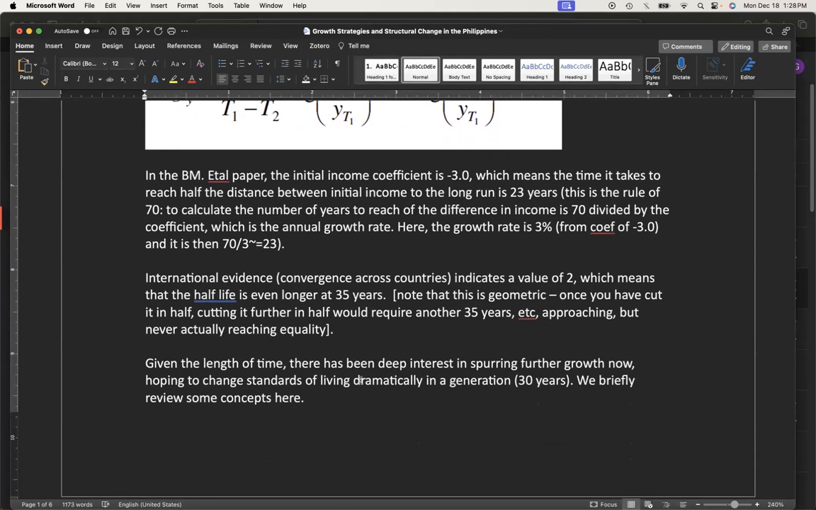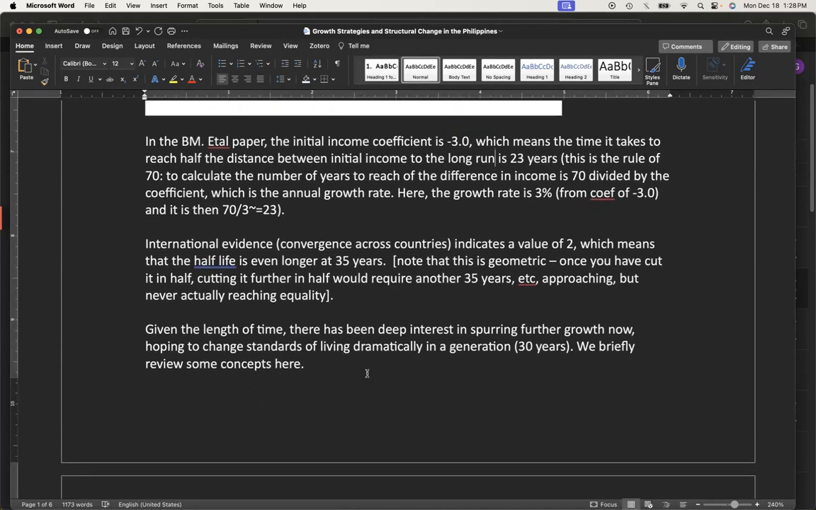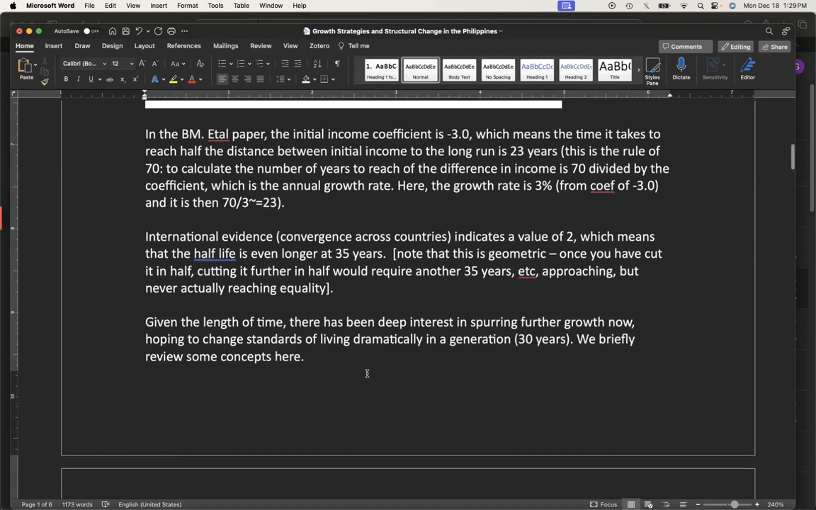Okay, so given this length of time, there's been deep interest in increasing growth, spurring even further growth, of course, hoping to change the standards of living dramatically in a generation. And in fact, that's happened. The East Asian tigers, China, Vietnam, all of those are successful examples where within a generation of 40 to 50 years, living standards dramatically increased. And we saw also the data in class when we were looking at the data, right?